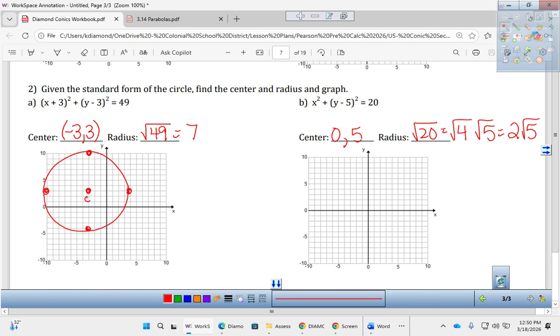When I go to graph that though, I'm going to round it so I can estimate. So I want you to write the 2√5 on your quiz, and you can also write the estimated value as well if that helps you graph, but you do still need, like this is the actual radius of the graph. So I'm gonna make my center at 0, 5, and then I'm gonna estimate about 4.5 up, down, left, right. So 1, 2, 3, 4.5.